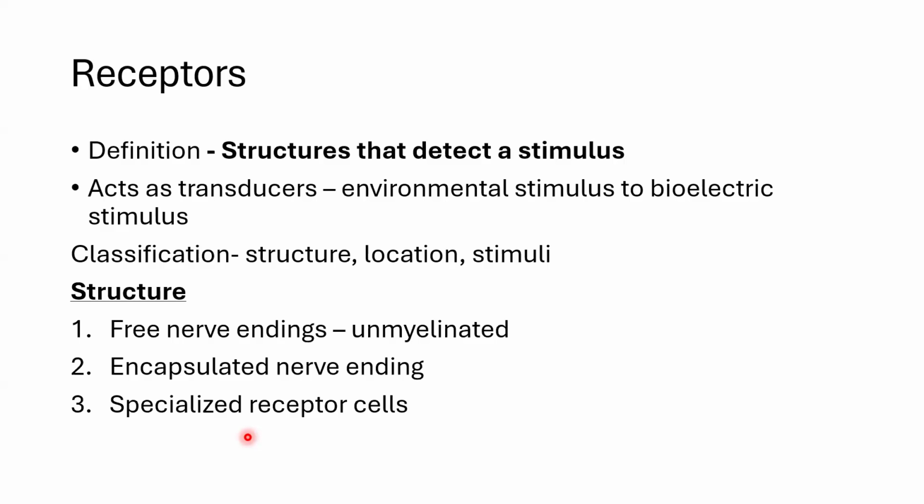So the three types of receptors in terms of structure are free nerve endings, which are unmyelinated; encapsulated nerve endings, which means the unmyelinated free nerve ending is covered by a capsule; and specialized receptor cells, where you have a free nerve ending going to a specific receptor cell. According to the structure of the receptor, we have three types of receptors.